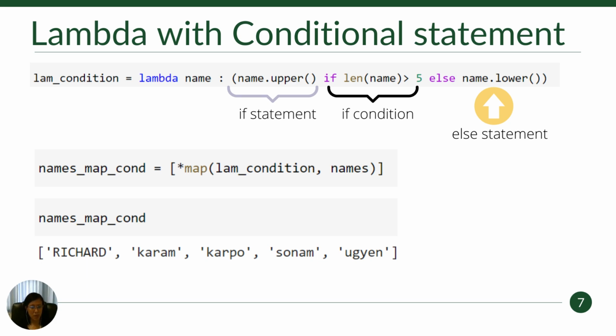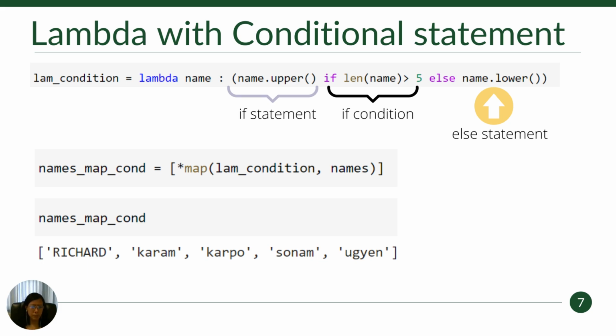First comes the if statement: name.upper, followed by the if condition, if the length of name is greater than 5. If the number of alphabets in the name is more than 5 and this condition is true, we perform name.upper, converting it into uppercase. If the name doesn't have more than 5 alphabets, we are going to change it into lowercase. So we have to follow with the else keyword, followed by the else statement.